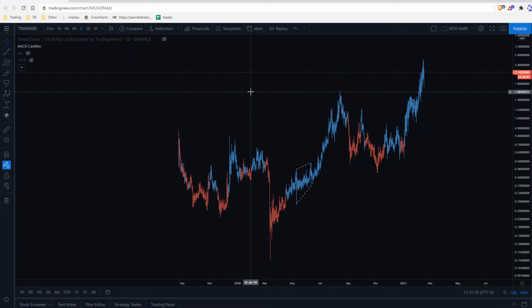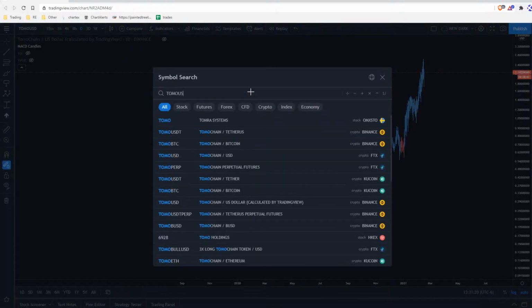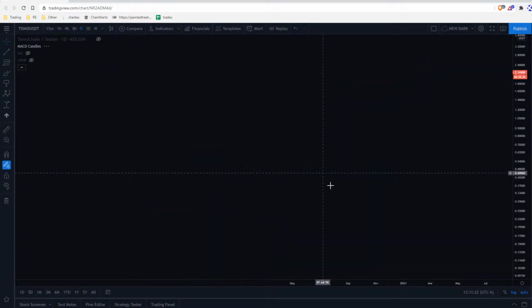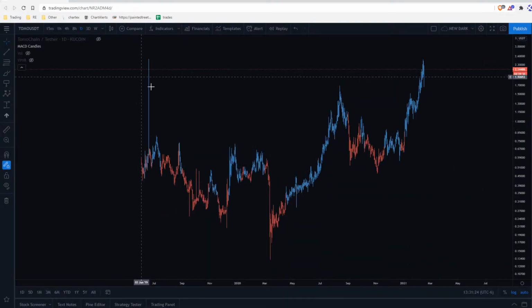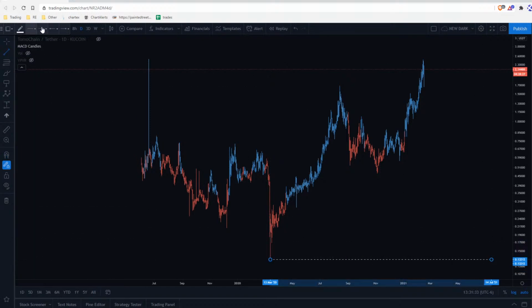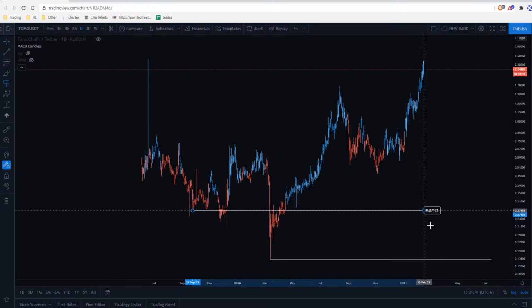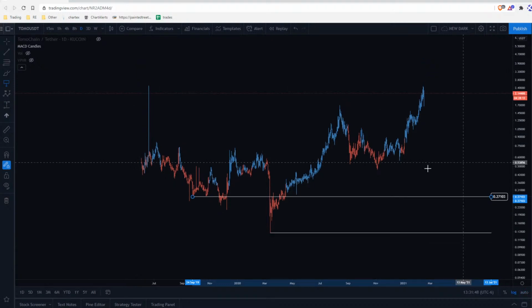KuCoin has the most for Tomo. Yeah, it's still not really all that helpful. What I do know is that we had a range low here. And this was kind of the sell-off. So reclaiming this was bullish. We have no idea where that high could be.